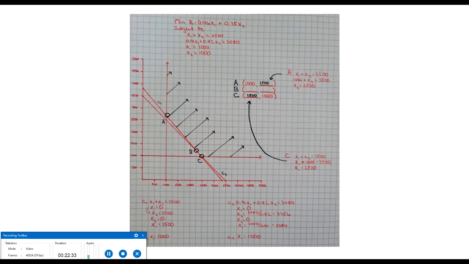That's what I've done here for points A and B. For A, we simply substitute the known 1,000 for x1 into the equation x1 plus x2 equals 3,500. We do that because that is the line meeting the C3 constraint line. So x1 plus x2 is 3,500, x1 becomes 1,000, x2 remains unknown, we subtract 1,000 from 3,500, x2 becomes 2,500.